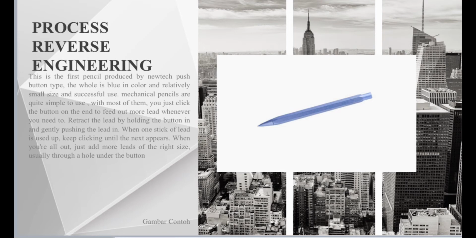With most of them, you just click the button on the end to get out more lead whenever you need to. Retract the lead by holding the button in and gently pushing the lead in. When one stick of lead is used up, keep clicking until the next appears. When you're all out, just add more leads of the right size, usually through a hole under the button.